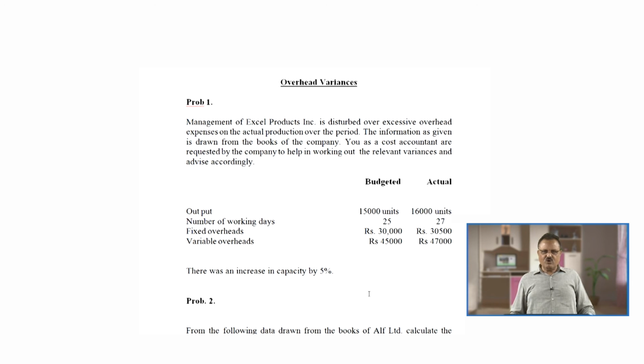So, in case of the variable overhead, there is nothing to worry about, but the fixed overhead cost increased from 30,000 to 30,500, which should not have happened. Maybe you are producing 15,000 units or you are producing 16,000 units. Maybe you are working for 25 or 27 days, but this cost has gone up. Or maybe there could be one reason, that production has not affected the fixed overheads, but maybe the number of days have affected the fixed overheads, because we have worked for 2 more days from 25 to 27. So, we have worked for that, but still this cost is increased. Because fixed overhead cost is 30,000, it should have remained as 30,000, it has increased.